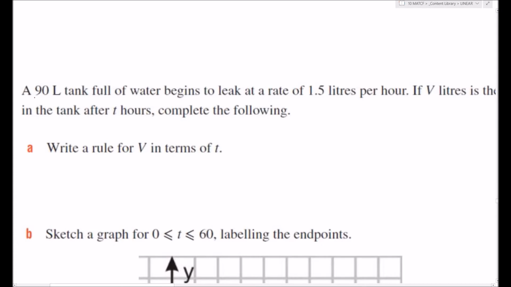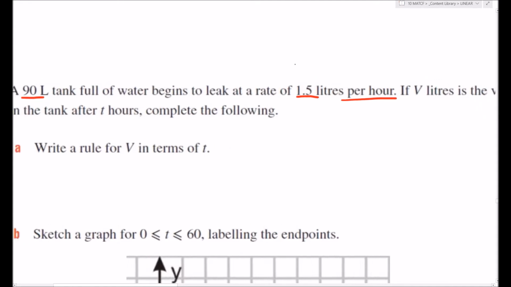So I'm going to highlight the numbers first. I can see that 90 liters is going to be an important number. Okay, 90-litre tank full of water begins to leak. Really important, this bit here. It's beginning to leak, which means that it's losing water. So it's going to go down at a rate of 1.5 liters per hour. That's some more interesting information there. So this is saying that at the start you have 90 liters, and then every hour it's leaking this much water, 1.5 liters per hour.